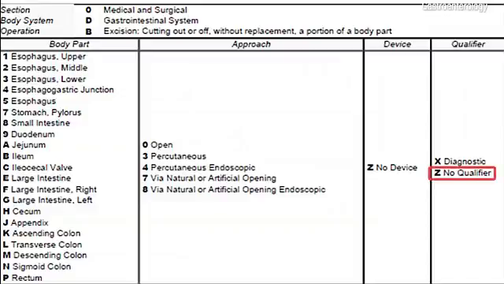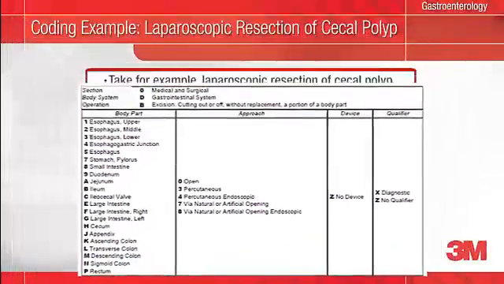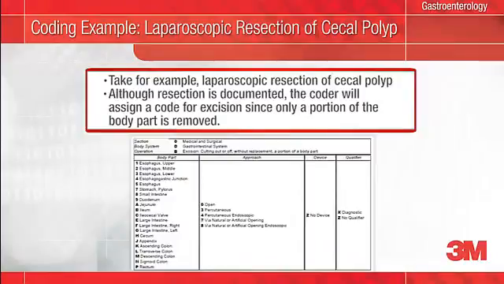Finally, without a statement by you of biopsy or indication the procedure was performed for diagnostic purposes, the coder will select Z, no qualifier. The resulting code generated by the coder based on your documentation is 0DBH4ZZ.